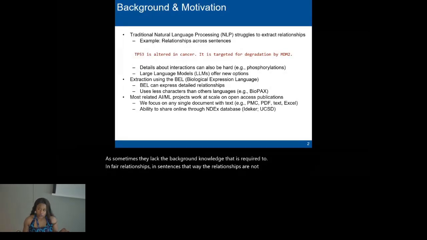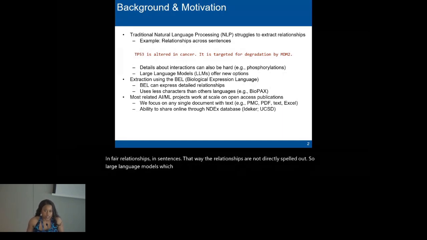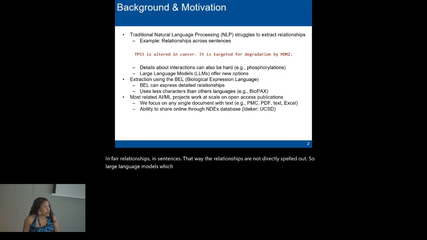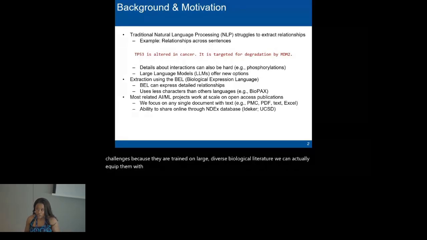So large language models, which are LLMs, present an opportunity for us to overcome these challenges because they are trained on large, diverse biological literature. We can equip them with the ability to infer relationships in this kind of sentences.